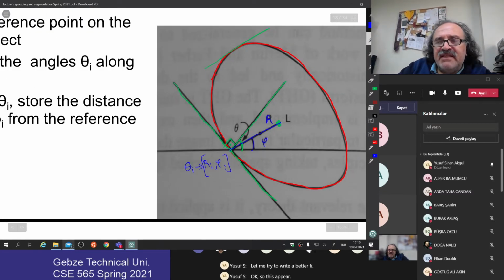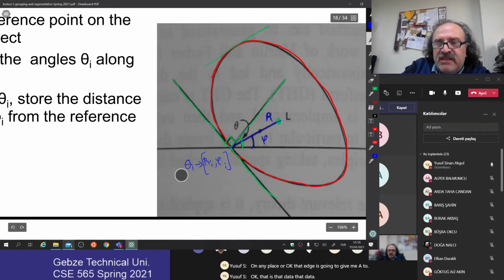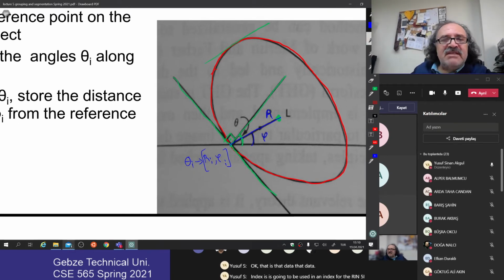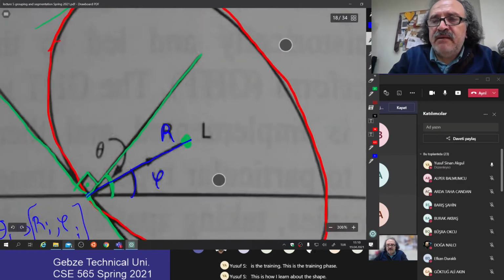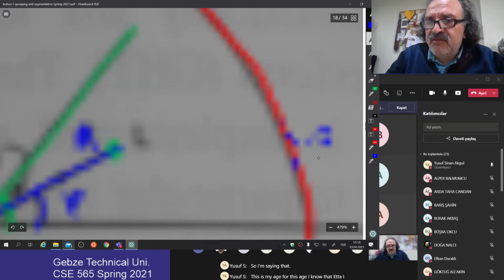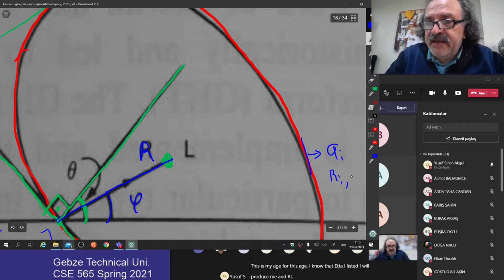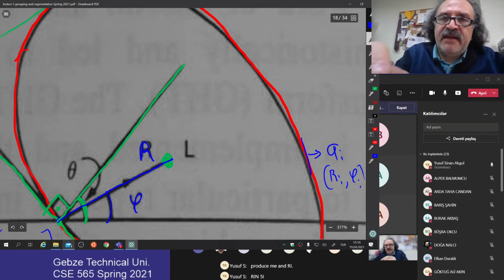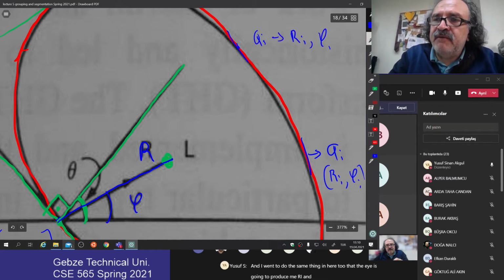I can calculate the theta I very easily. Why? Because all I do is find the edges at any place. That edge is going to give me a theta. That theta is going to be used as an index for the Ri and phi I. So this is the training phase. This is how I learn about the shape. For this edge I know the theta I. This theta I will produce an Ri and phi I. And I'm going to do the same thing here too.